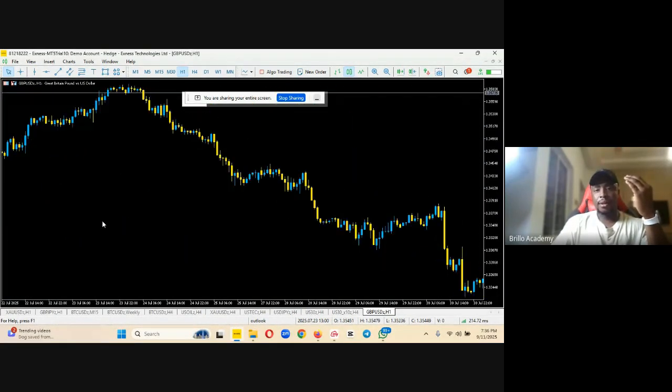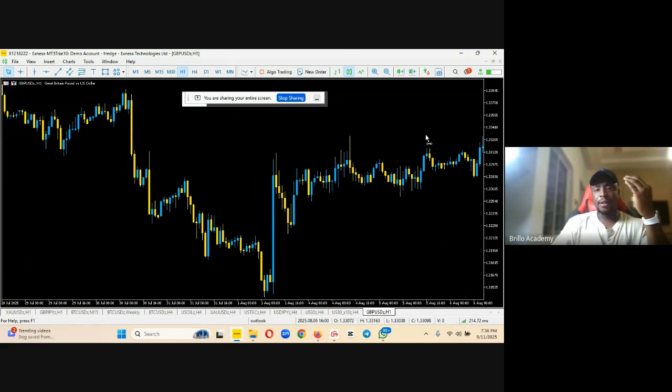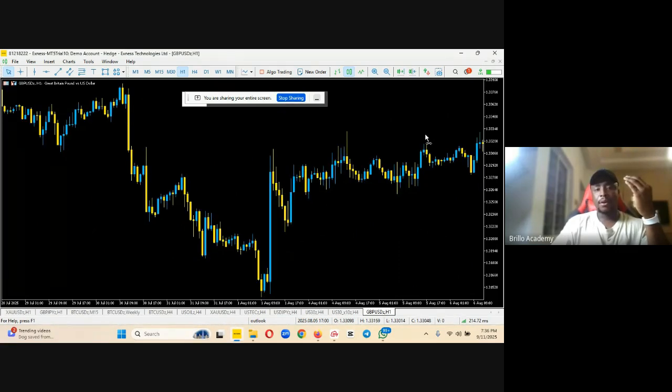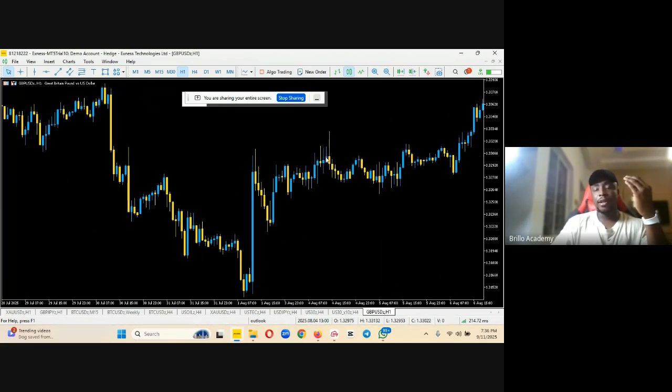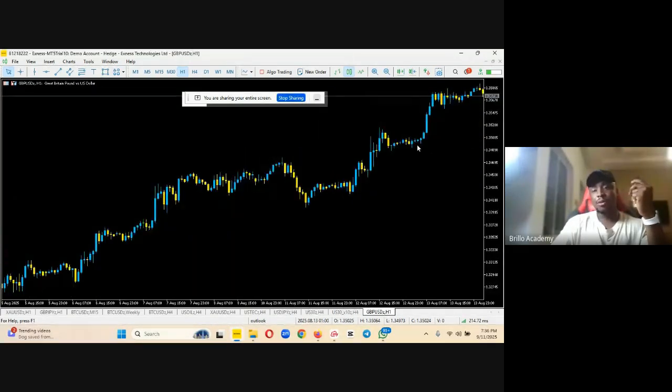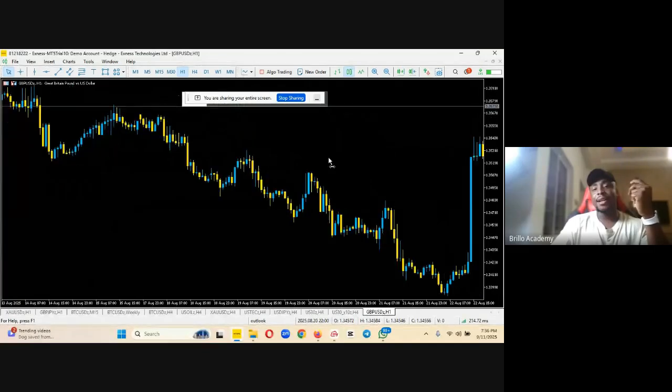Okay, let's see. Okay, so we had one here. This is actually a bearish pin bar, but it failed at this point. So we are not going to consider that one.